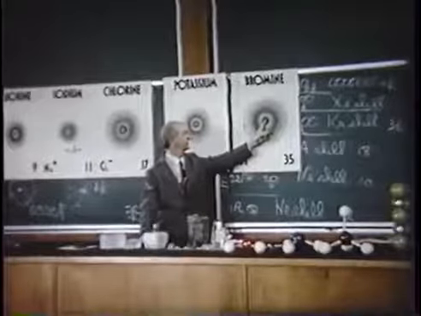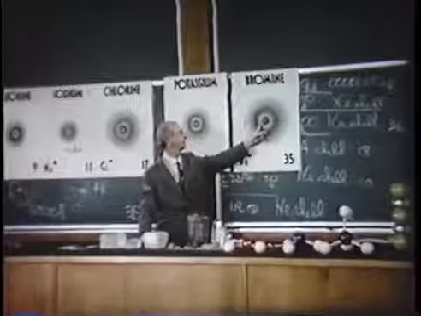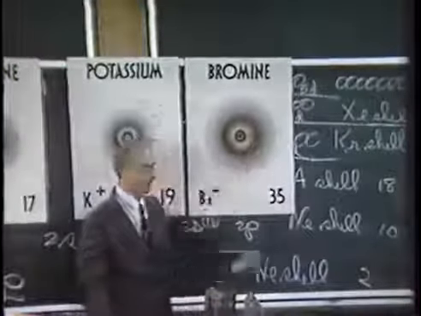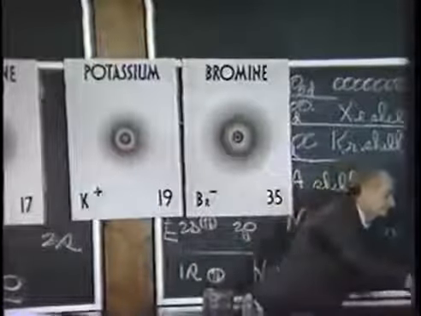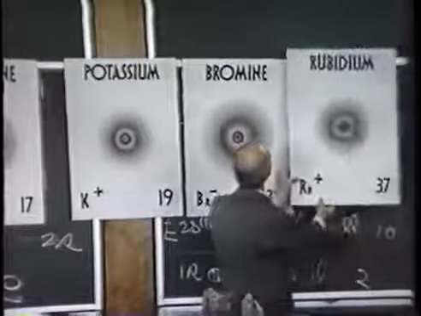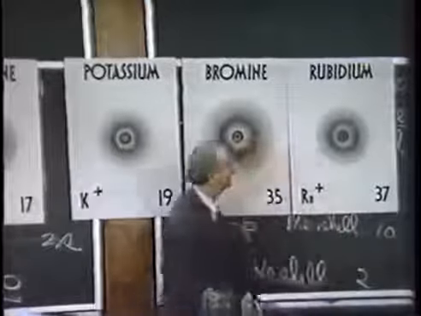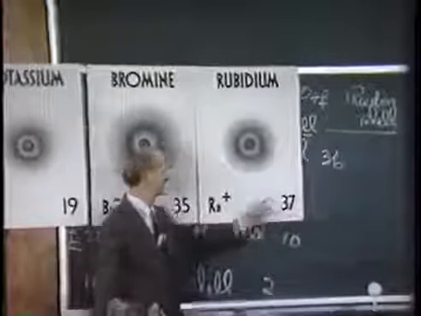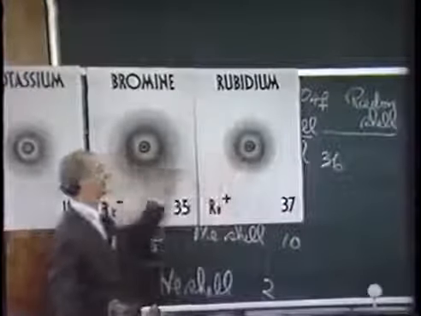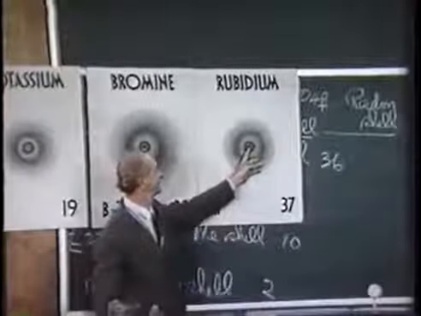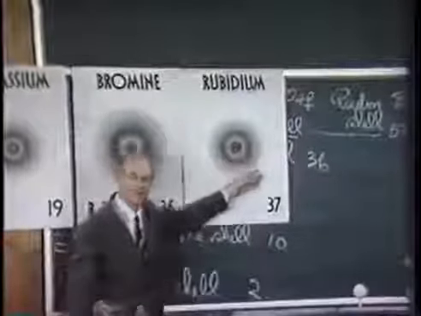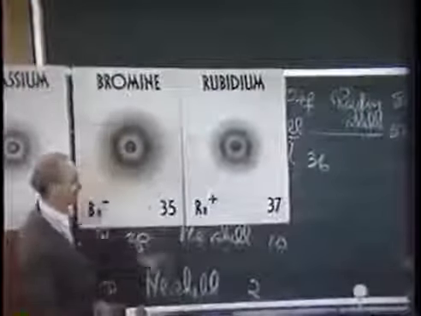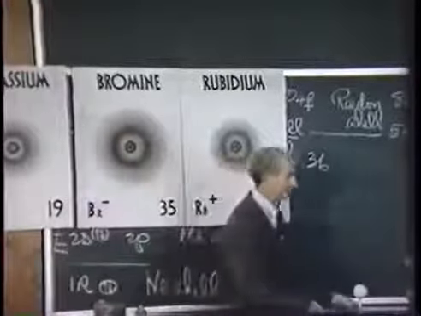Now we move on to the bromide ion, atomic number 35, 36 electrons: 2 in the helium shell, 8 in the neon shell, 8 in the argon shell, and 18 in the krypton shell. Rubidium is the isoelectronic ion. 37 is its atomic number. It has lost 1 electron. The 36 electrons are arranged in the same shells, 2 in helium, 8 in neon, 8 in argon, 18 in the krypton shell, and the ion has shrunk in size compared with the bromide ion.